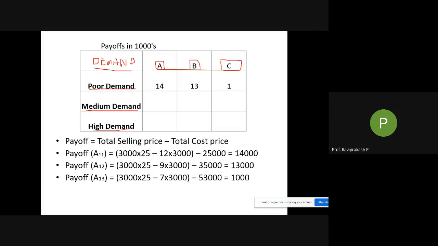Then coming to this, how to find out this particular payoff. If you see here, payoff is equal to, in this case, profit, right? So how are you going to find profit? Profit is selling price minus cost price, correct? So here total selling price minus total cost price is my profit. So this profit is the payoff in this case. So I am writing payoff here.